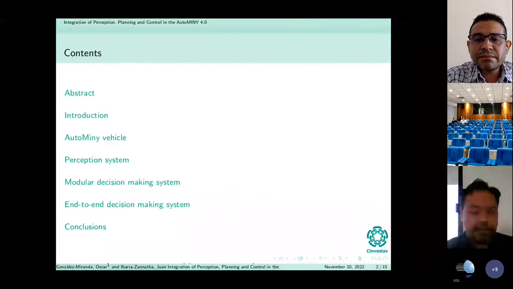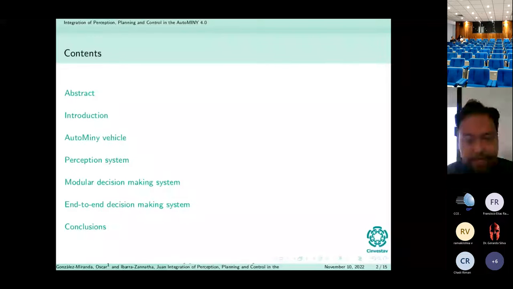I prepared this content. First, I'll give you an abstract of this work. I talk about the architecture of the decision-making system, and I describe the experimental platform called AutoMiny. Also, I'm going to show you some methods of our group for a perception system and a lateral control for autonomous vehicles using visual feedback. Another part talks about the behavior selector system, ATC. Finally, I'll give you my conclusions.